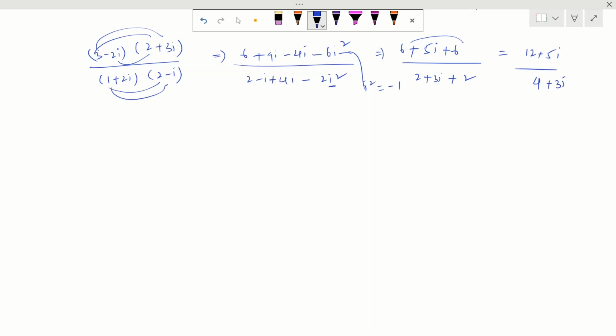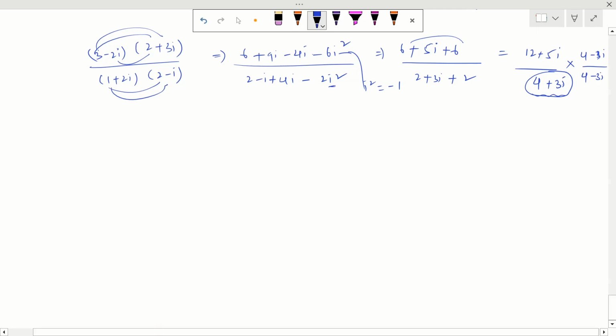Now what we have to do: the denominator term we have is 4 plus 3i, so the opposite of that, meaning the conjugate of that, is 4 minus 3i. We have to multiply by 4 minus 3i on both sides, the numerator as well. We need to multiply this one. So what terms will come here? 12 fours is 48, and 12 times 3 is 36, so that is minus 36i.